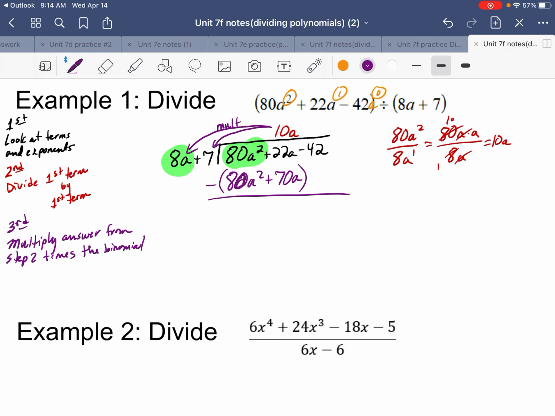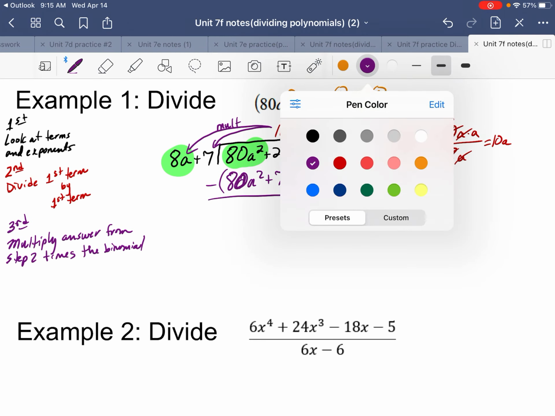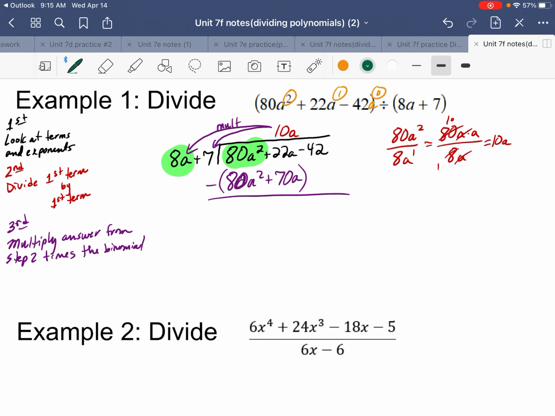I put it in parentheses. It does not matter how you do this. You just got to remember you're subtracting both terms. And we're subtracting vertically here. So our next step is to subtract vertically, and they should be like terms. So 80a squared minus 80a squared, those will simplify to 0. 22a minus 70a is a negative 48a.